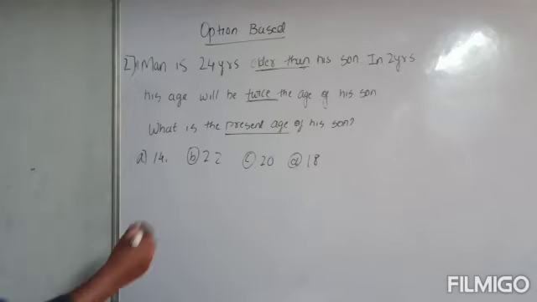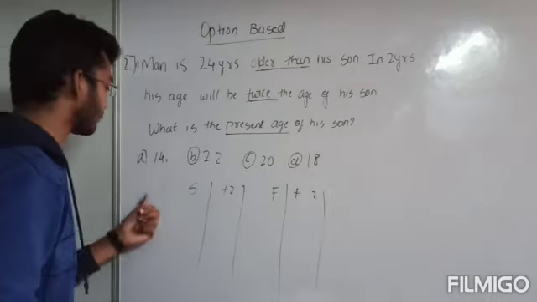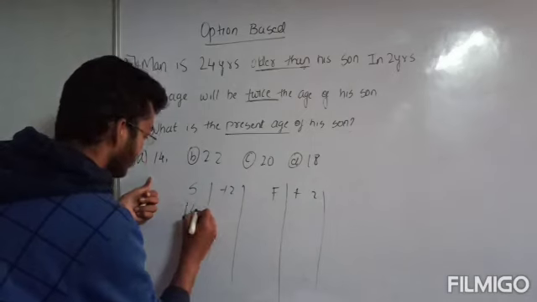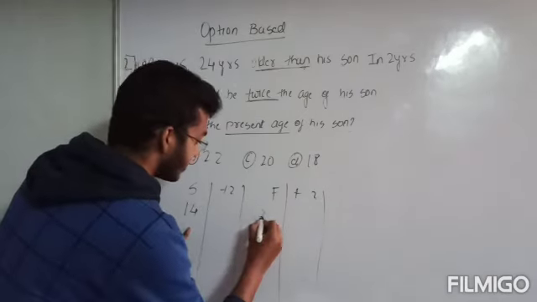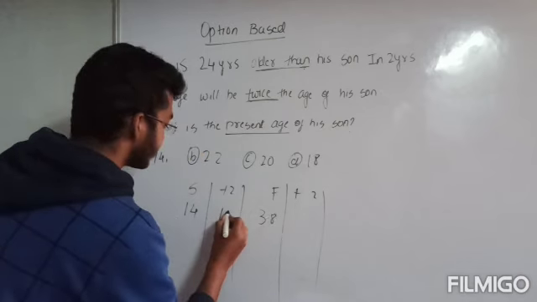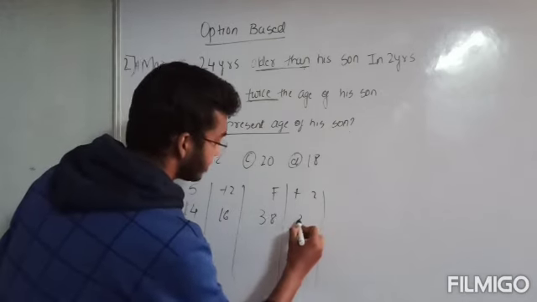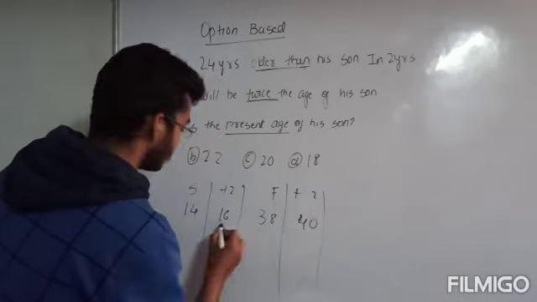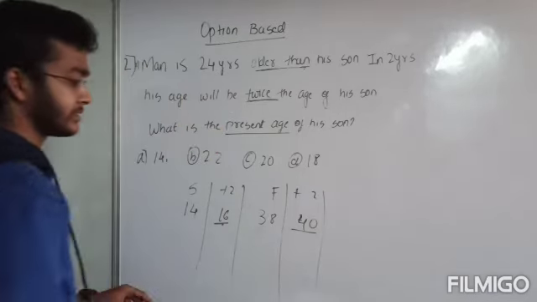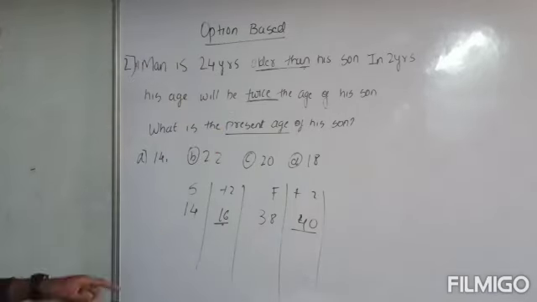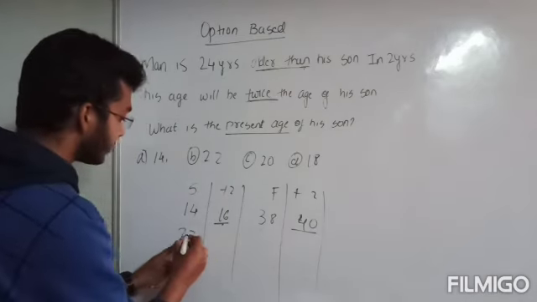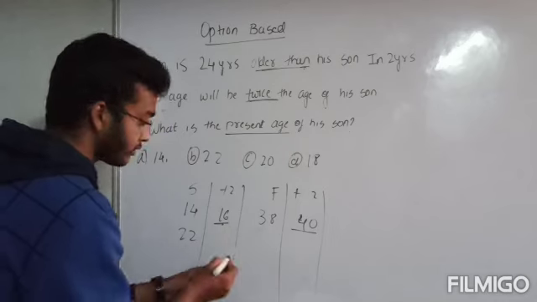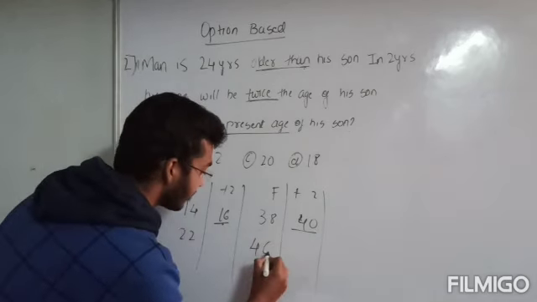So I have a trick to solve this question. If we choose the first option, that is 14, his father's age will be 24 years more, that is 38. After 2 years he will be 40 and the son will be 16. So this is not twice, so this is not the correct option. Next, if we choose 22, then his father's age will be 24 years more. If we add 24 to 22, then it will be 46.